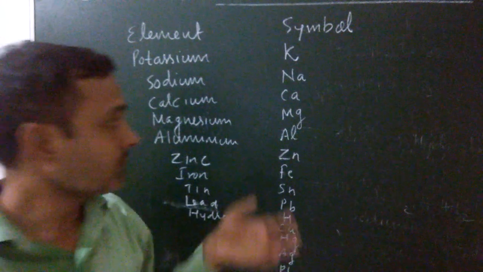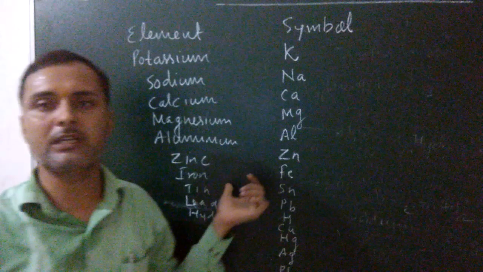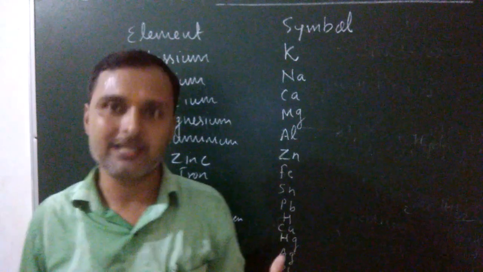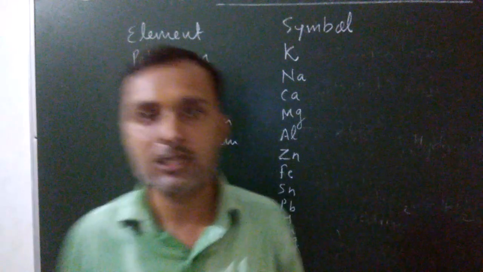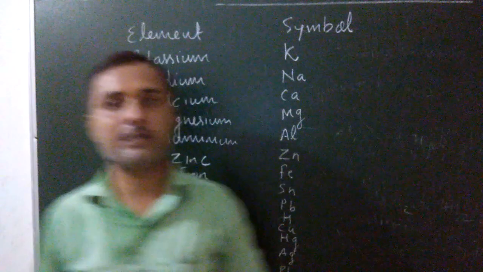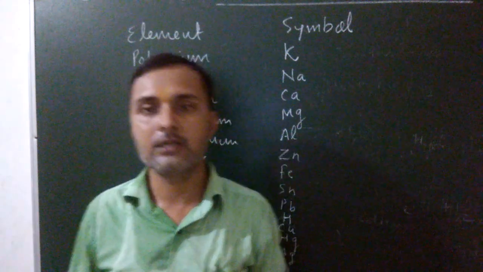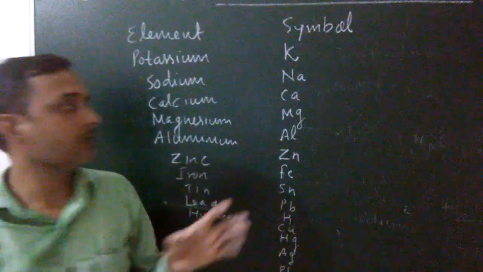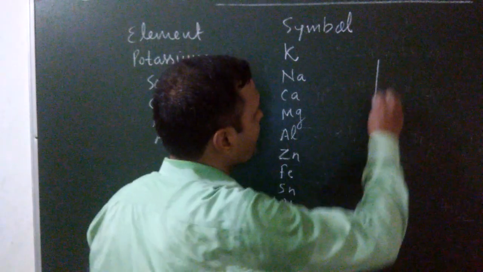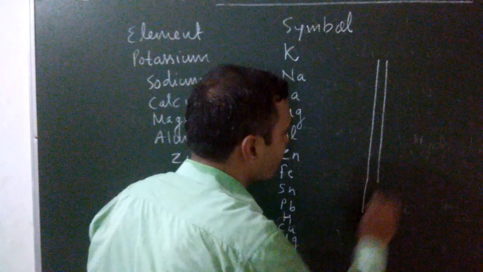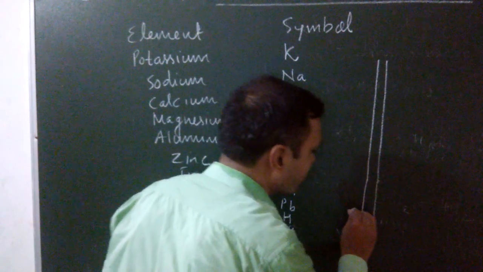By the knowledge of the reactivity series, we can easily understand which metal is more active and which metal is less active. It is given in your book, page number 46. A series of metals in their decreasing order. That means the metals which are present on the upper side are more reactive, and the metals present on the lower side are less reactive.